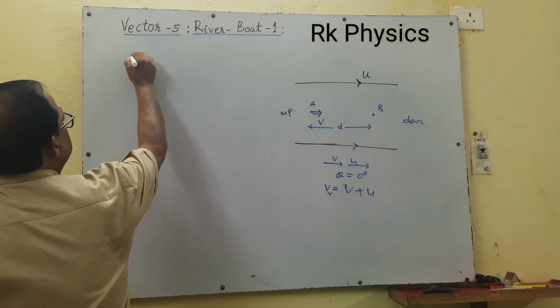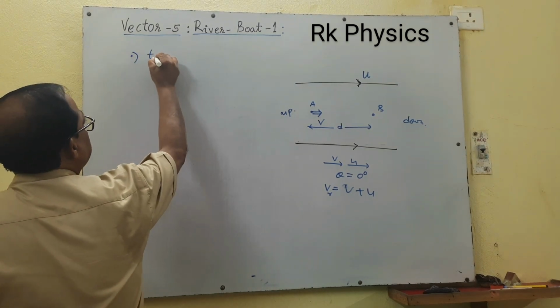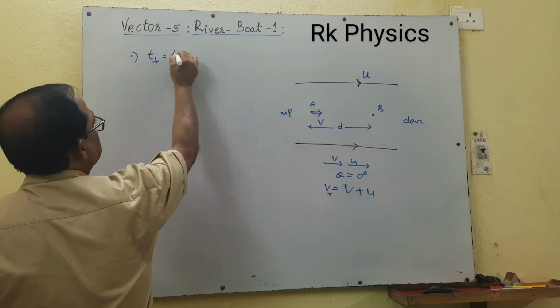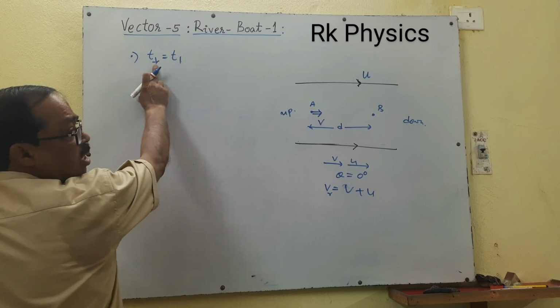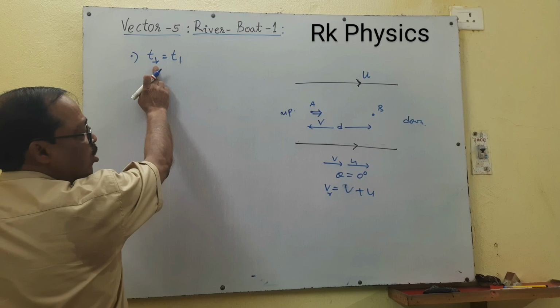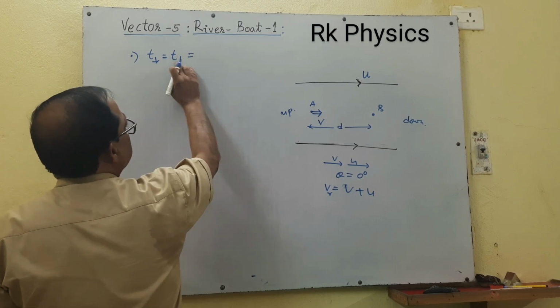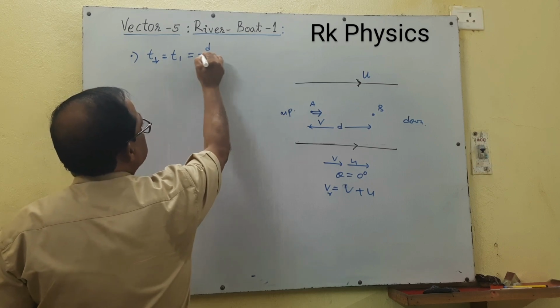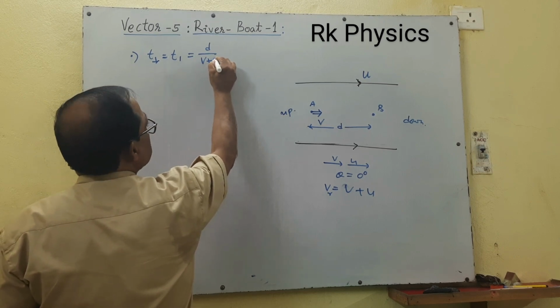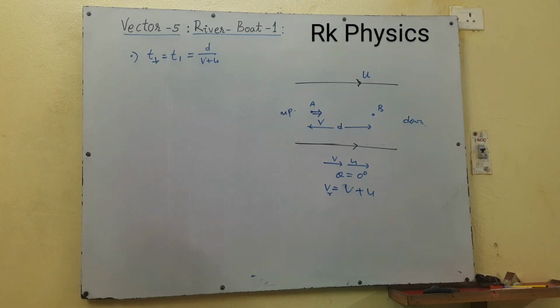Therefore, the time taken along downstream is T1. This arrow is downstream. Water is supporting the motion. The formula is T equal to S divided by v plus u. This is the formula.